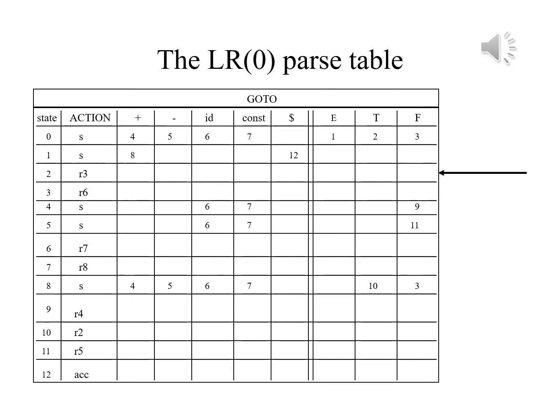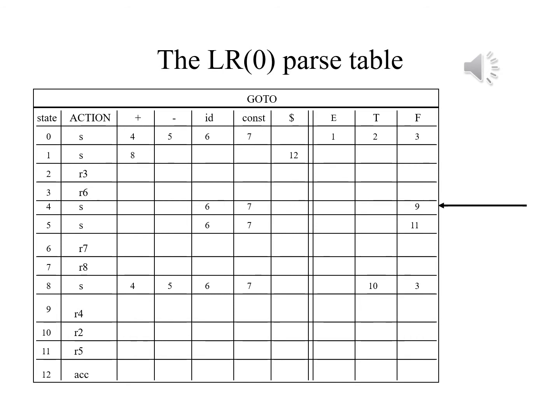State 2 only has one item, the final item, E derives T dot. This means that we will reduce by production 3. State 3 has only one item, the final item, T derives F dot. This means that we will reduce by production 6.